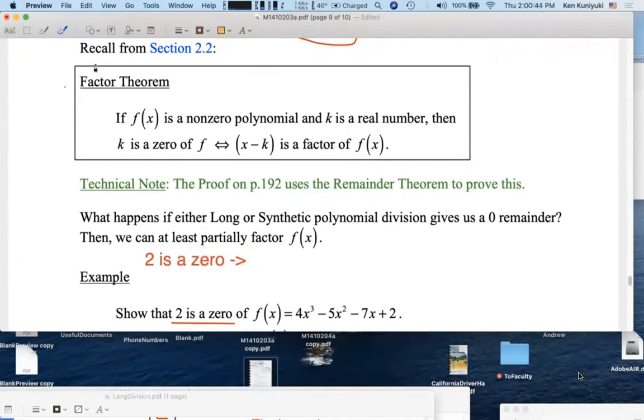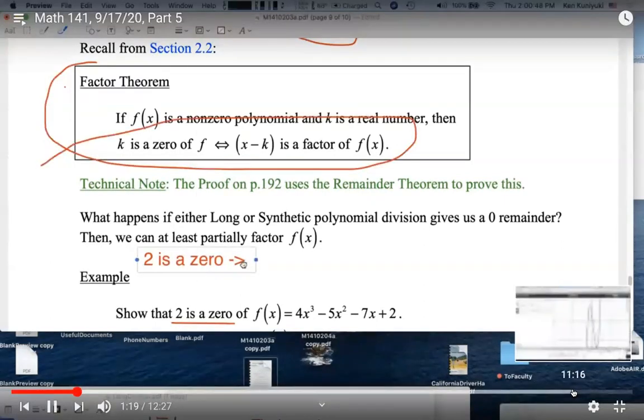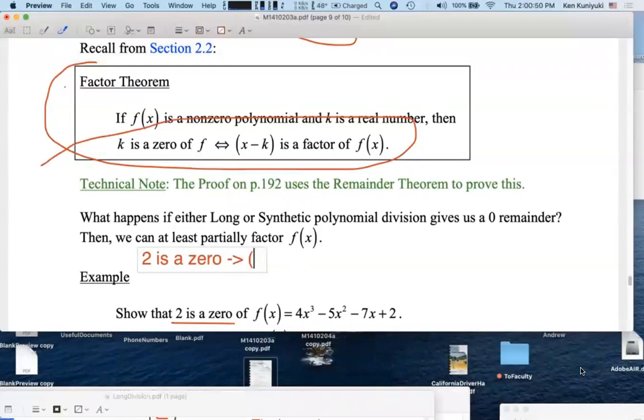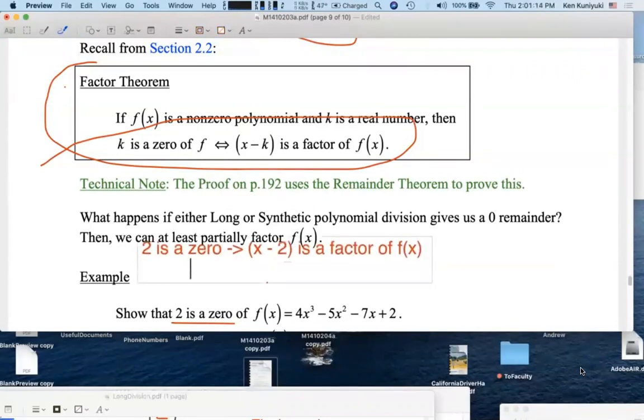Well, then by the factor theorem, remember the factor theorem, if 2 is a 0, then what must be a factor? X what? X minus 2. If 2 is a 0 of this polynomial in x, then x minus 2 must be a factor. Right? Meaning that f of x can be written as such.